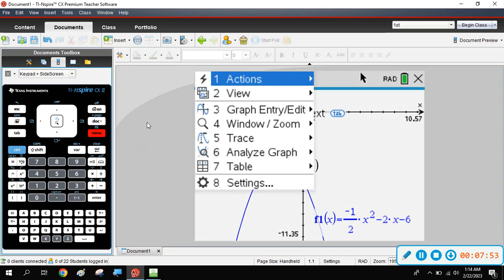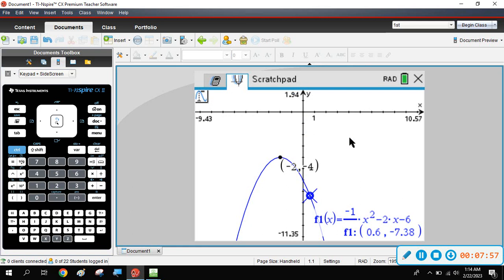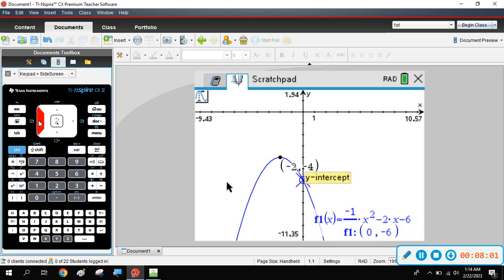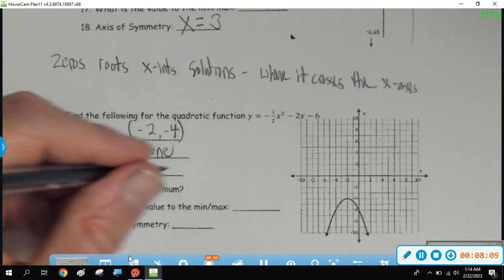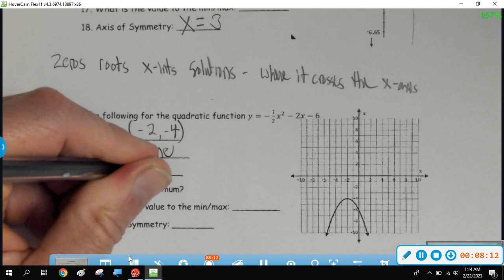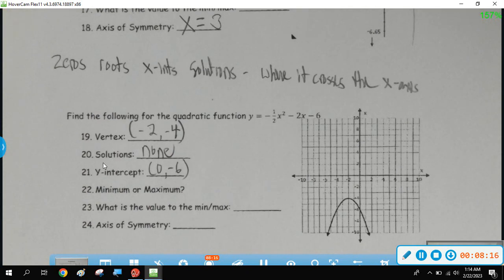Okay, so I'll go menu. I'm going to go trace in order to find the y-intercept. It's not on it this time, so I'm just going to arrow over till it gets to it. It'll tell me when it gets there. Y-intercept is, look at the bottom, 0, -6. All right, so there we go. We're going to go 0, -6. All right, so there we go.